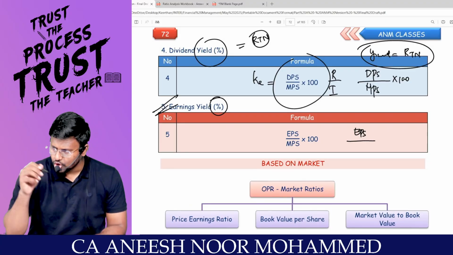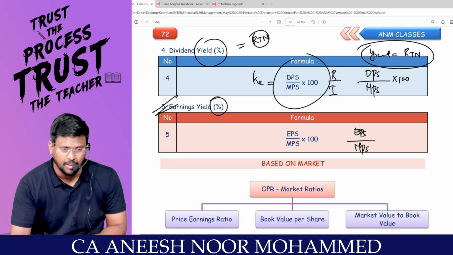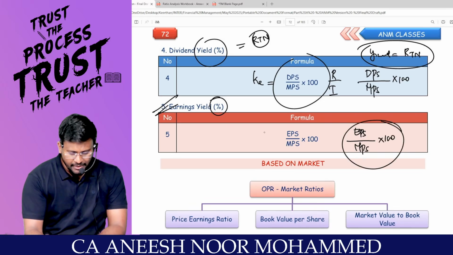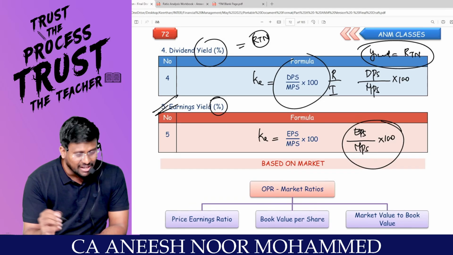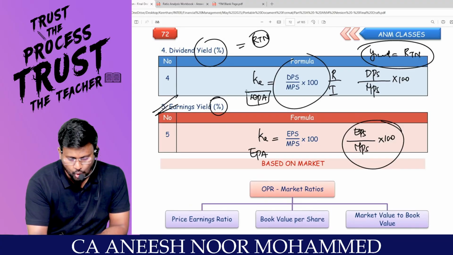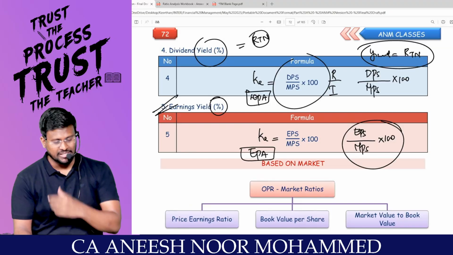In order to enjoy the EPS, he has to invest MPS. So EPS divided by MPS into 100. That means this is nothing but Ke under the earnings price approach. This is under the dividend price approach. So you are able to appreciate, right, sir?